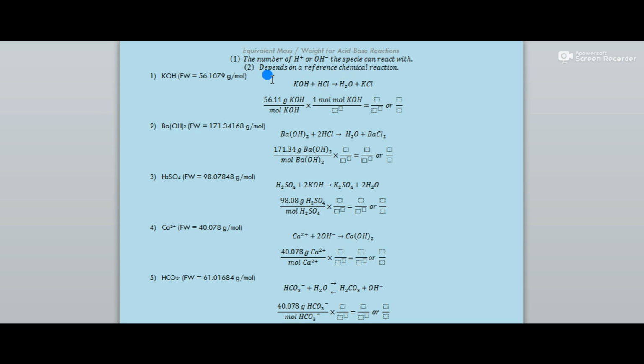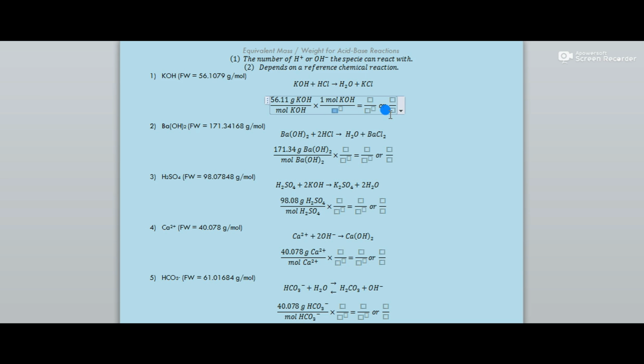So let's start off with a strong base, potassium hydroxide. Potassium hydroxide is a strong base. So for a reference chemical reaction, we can use a strong acid to neutralize this strong base. So strong base, strong acid, this is a neutralization reaction. This is already balanced, 1:1. So this is the formula weight for potassium hydroxide, 56.11 grams per mole.